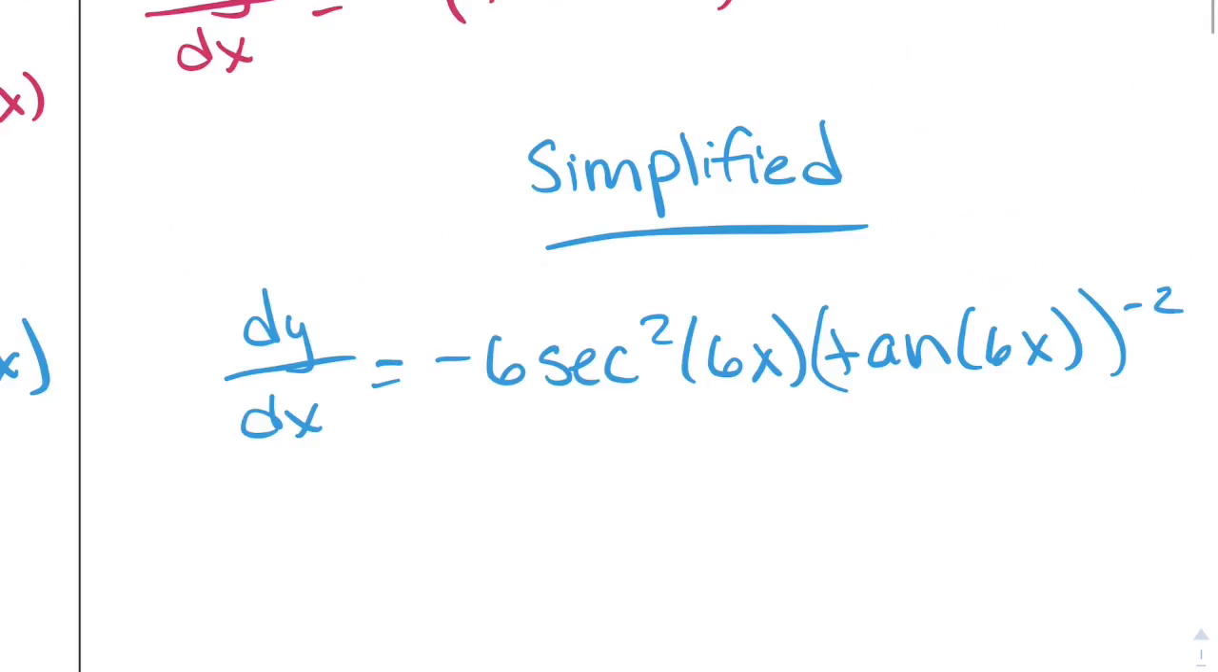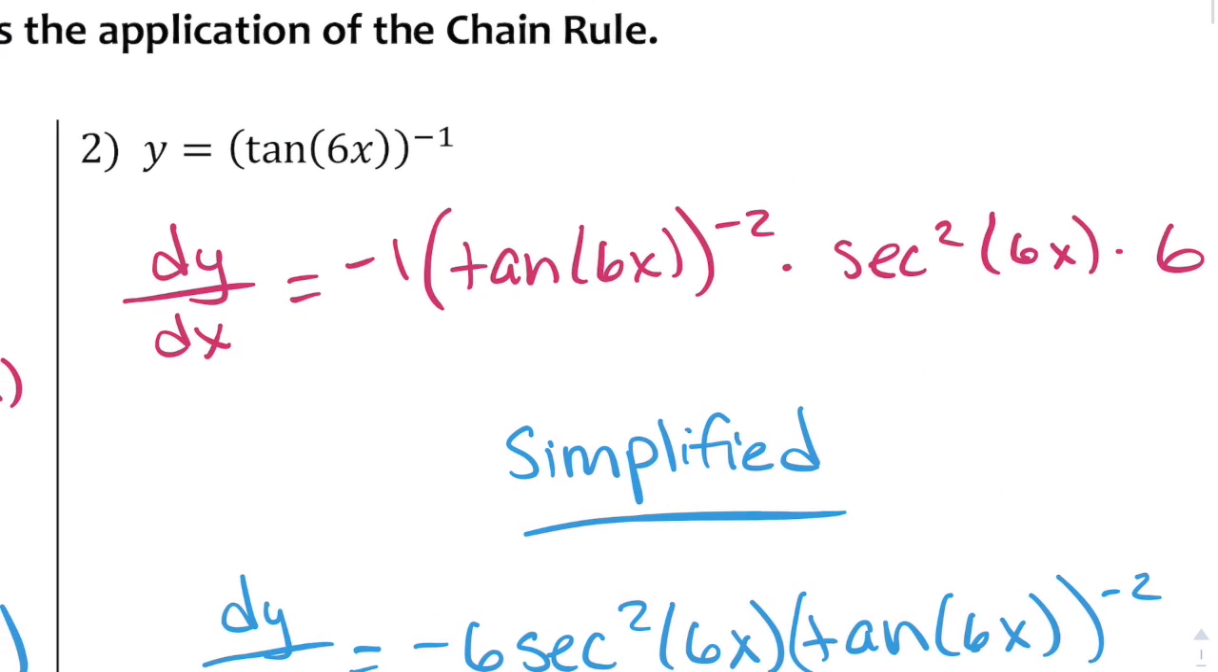Okay, number 2, we have a function inside a function inside a function. So we have a lot of chain happening here. We have something to the negative 1, right? That's our first function. And then inside that, we have the function itself, and inside that we have 6x. So it's like a double chain.